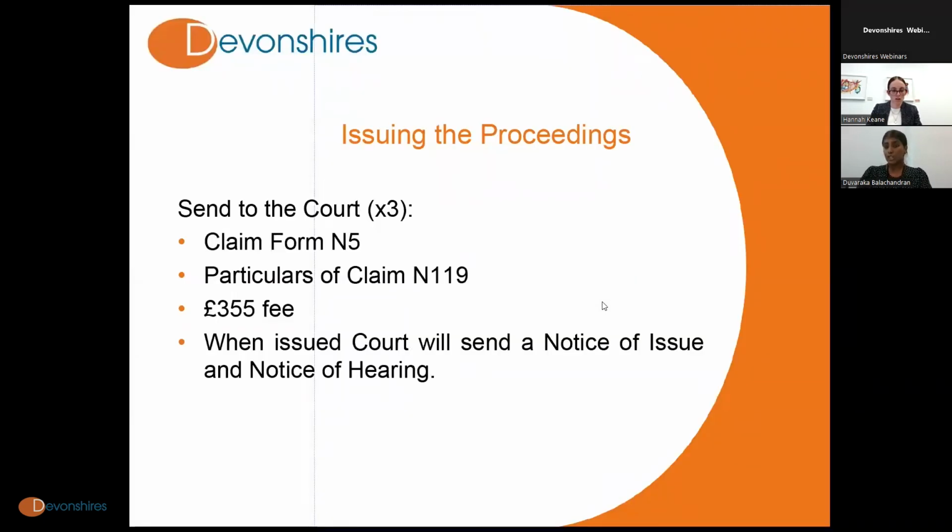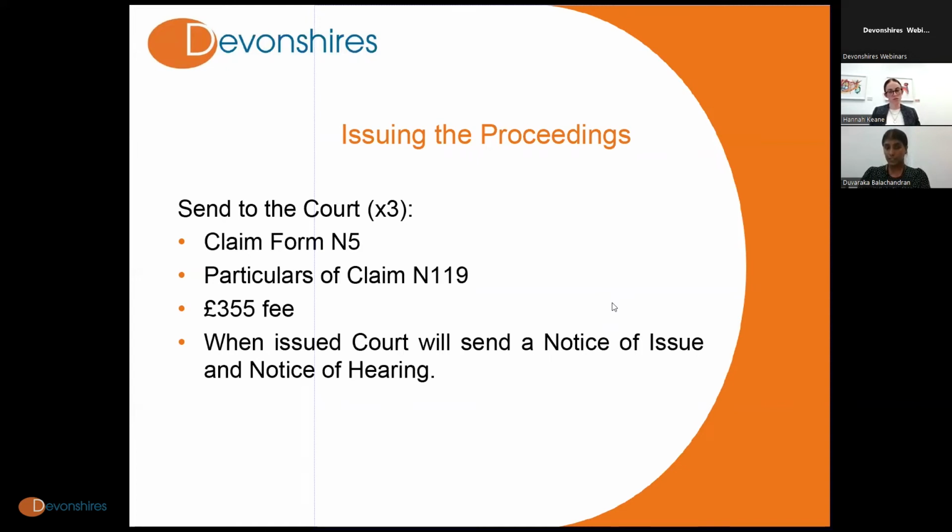So now going on to issuing the proceedings, and like I touched upon before, you have to send 3 copies of the claim form, the particulars of the claim, as well as any exhibits that you are also attaching. The reason why you do 3 is 1 is for the court, 1 is for the defendant, and 1 is returned back to yourself. So it's always mandatory that you provide 3 copies of all forms, so the N5, N119, and also any exhibits you are providing as part of the form.